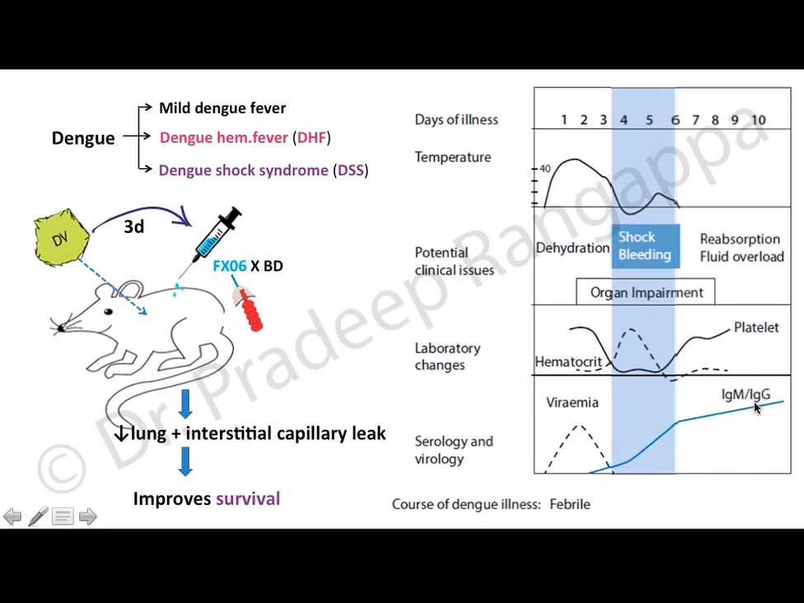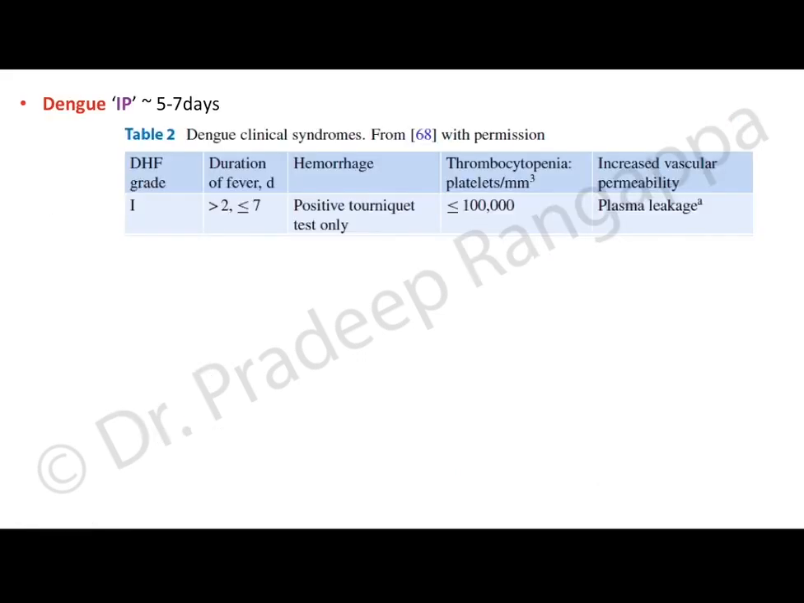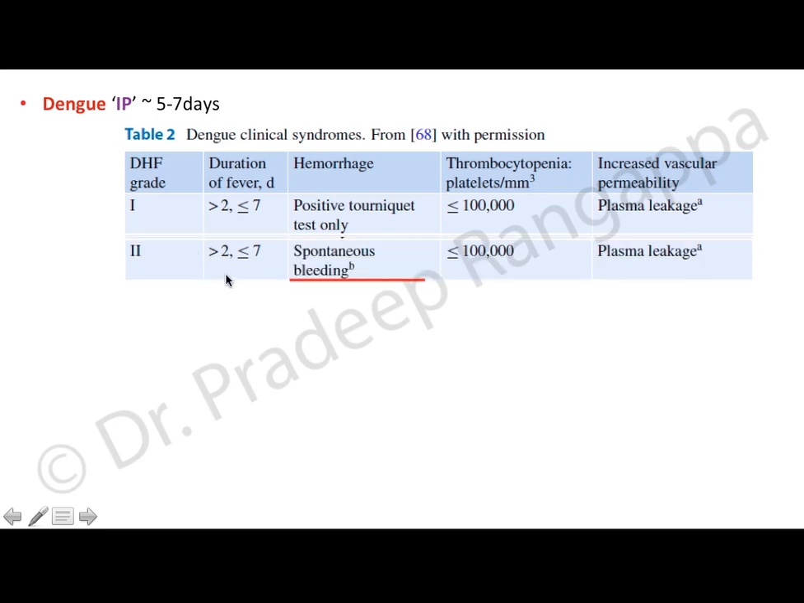So these are the typical phases of dengue fever. The dengue incubation period is 5 to 7 days. This is the grading of dengue, which is universally, I think, from WHO. Grade 1 dengue hemorrhagic fever is where the duration of fever is more than 2 days and less than 7 days, with a positive tourniquet test, platelet counts less than 100,000, and plasma leakage.